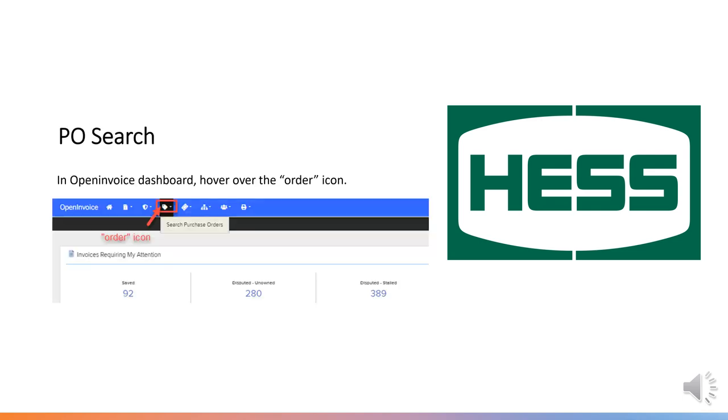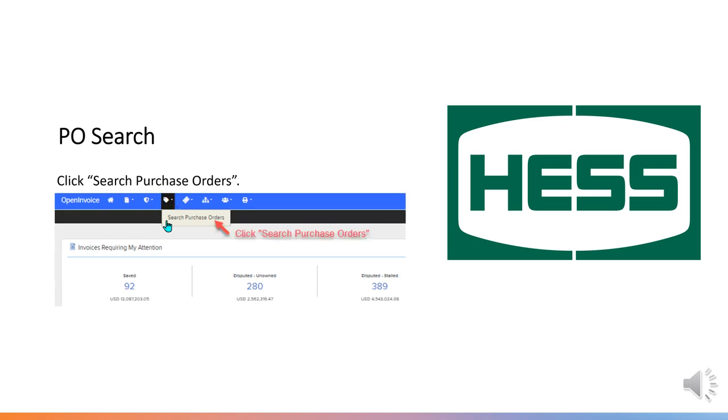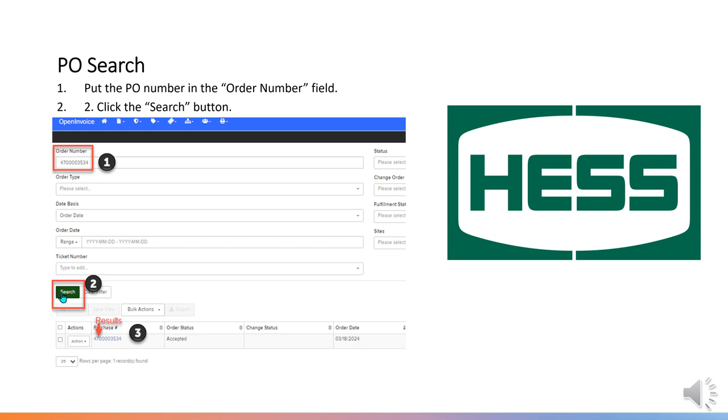From the Open Invoice dashboard, hover over the order icon. Click Search Purchase Orders when the drop-down populates. In the order number field, key in the PO number you want to look up. Click the Search button. If the PO is open and active, it will populate below.